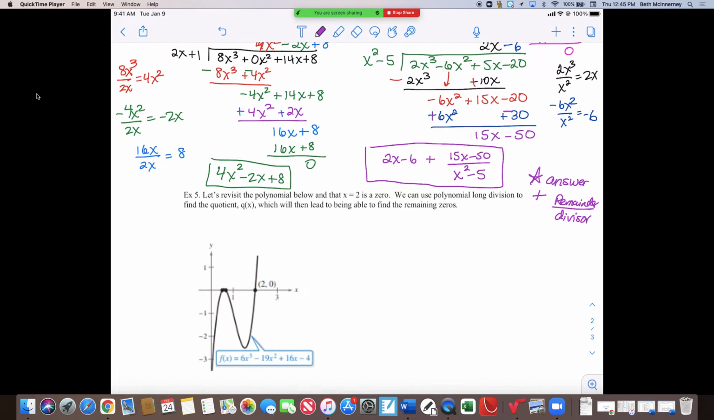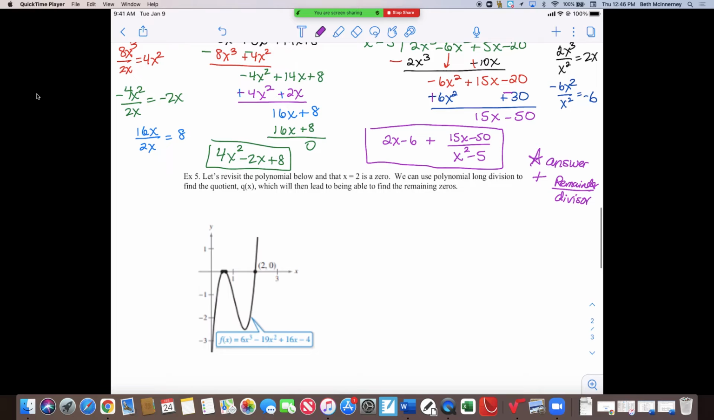All right, now we're going to connect this back up to the warm-up. In example 5, it says, let's revisit the polynomial below that we knew had x equals 2 as a 0. We can use polynomial long division to find the quotient. So watch this. I'm going to take the factor x minus 2 into 6x cubed minus 19x squared plus 16x minus 4. I'm going to pause for 2 or 3 minutes, and I want to see how far you can get.